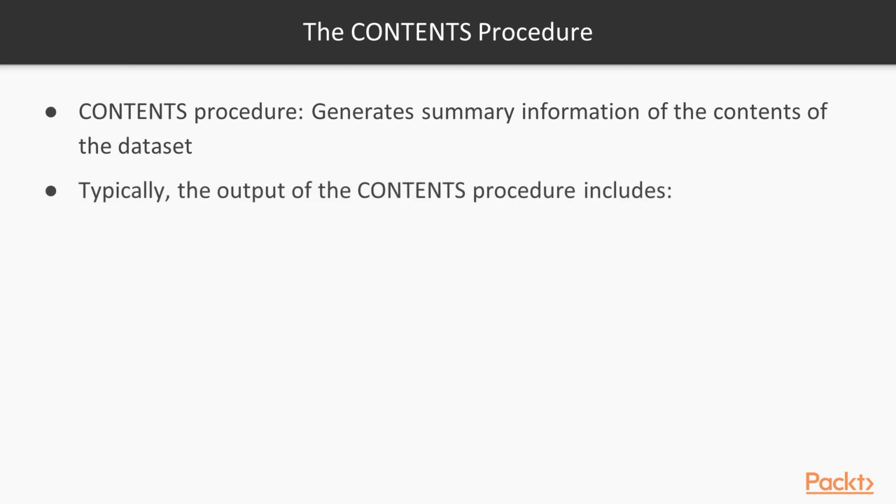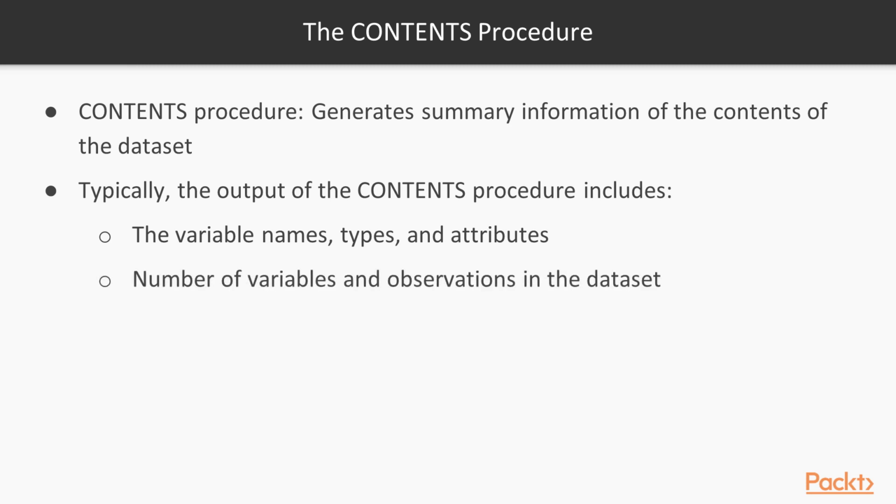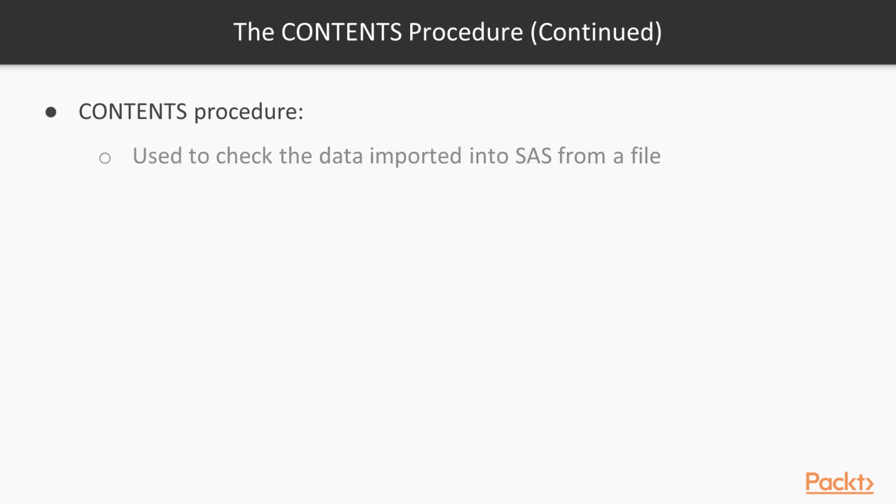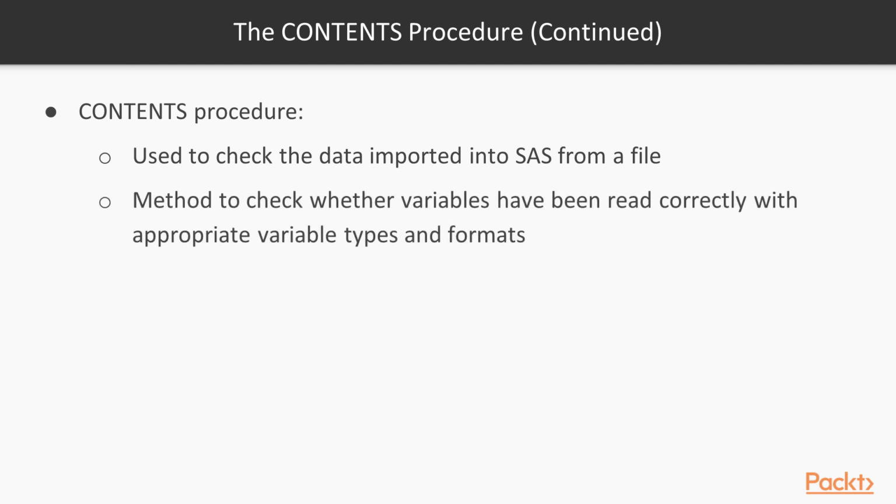Typically, the output of the contents procedure displays firstly the variable names, types and attributes, secondly the number of variables and observations in the dataset, and thirdly the information regarding the creation and modification of the dataset. The contents procedure can also be used typically when the user wants to check the data imported into SAS from a file. It also displays whether the variables have been read correctly along with the appropriate variable types and formats.